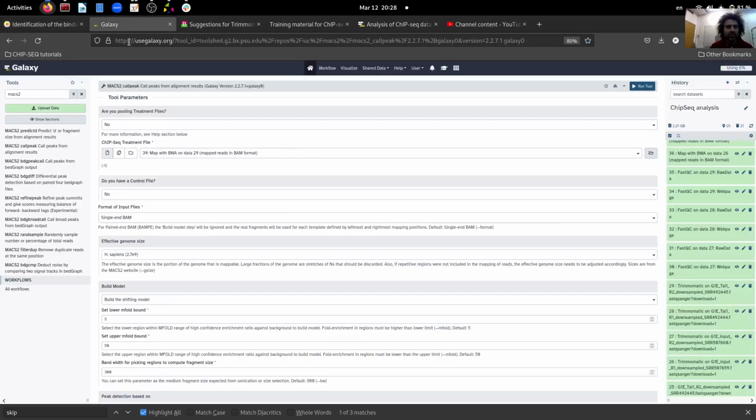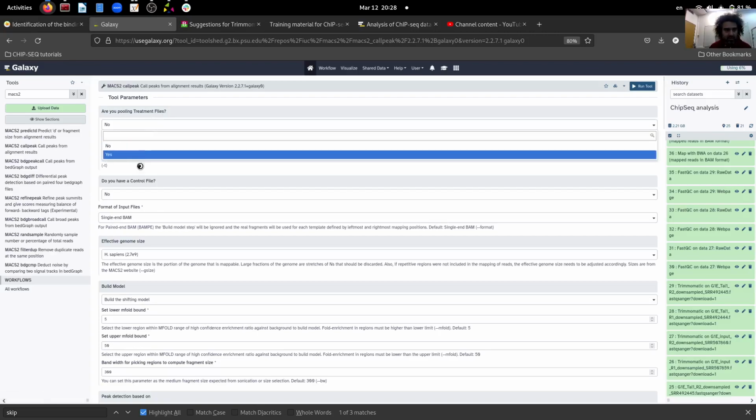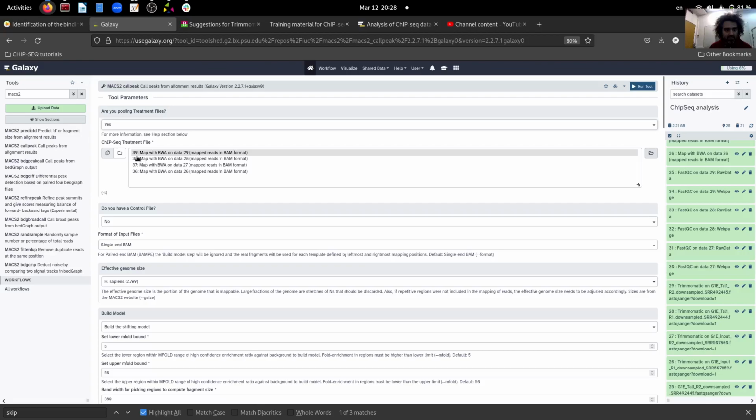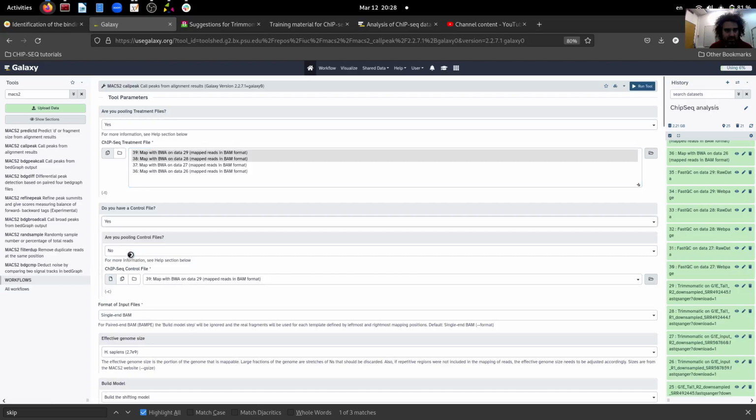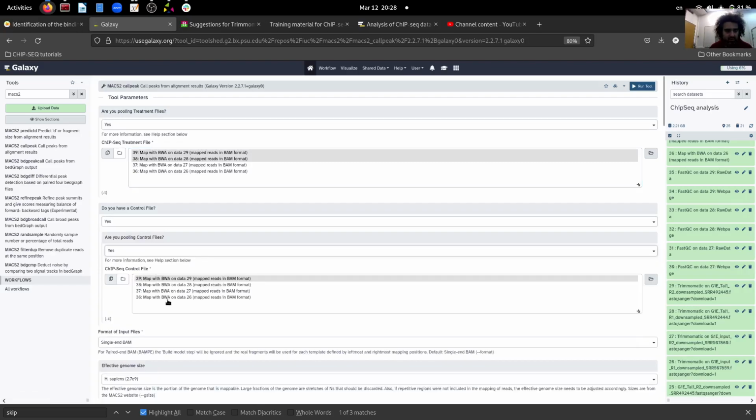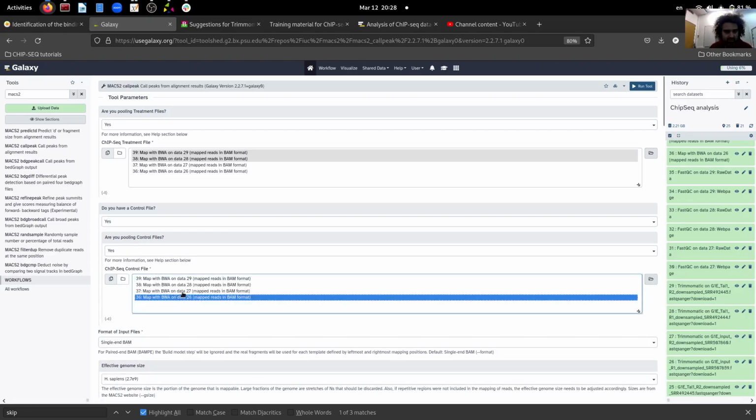Okay, so we proceed with Galaxy and MACS2 callpeak. And are you pooling treatment files? The answer will be yes. We want to pool treatment files. Okay, and which are the treatment files? So we have, if I remember well, it's the 29 and 28. Do you have a control file? Yes. Are you pooling control files? Yes. So which are the control files? It's the 26 and 27.